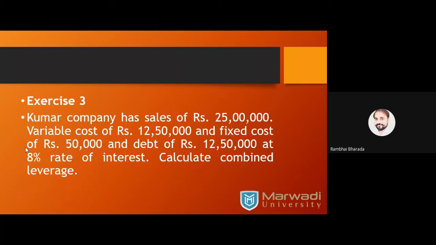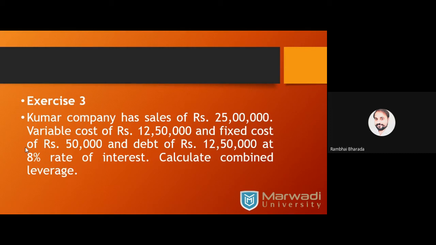C upon OP. First we need to find the contribution. Contribution is equal to sales minus variable cost. See, total sales is given to you. How many rupees? 25 lakh minus total variable cost, which is also given to you. How many? 12 lakh 50,000. Contribution will be 12 lakh 50,000. Are we clear about contribution? Sales is 25 lakh, from that we subtract variable cost 12 lakh 50,000, and 12 lakh 50,000 remains, that is considered as contribution.